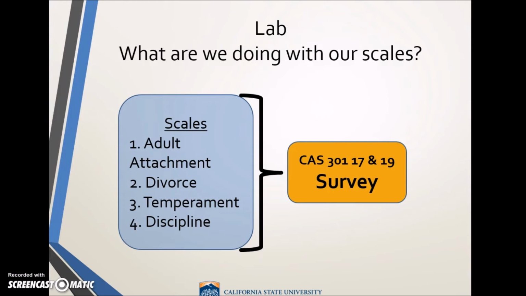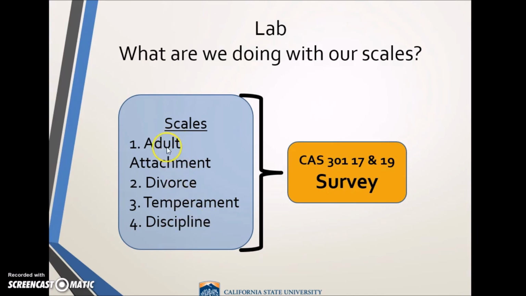And so you will come to class, hopefully next week, with that scale that you've created or you've found. We'll put them all together, and all these scales, so you might bring a discipline scale. Your neighbor might bring a temperament scale. Someone else in the class might bring a divorce scale. We put it together with the adult attachment scale, and all these scales put together become our survey. And so in the next couple weeks after that, you will take this survey and have some of your friends do it.